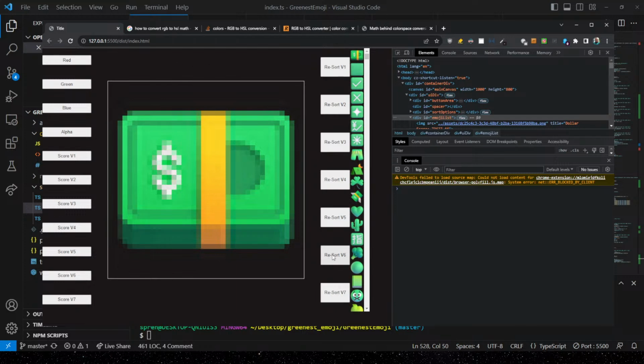Let's look at V7. Okay. So here's a list of all the Microsoft Teams emoji. There's about 1,500 of them. And I've done so far 7 different methods of determining which one is the greenest. And currently this is the sorting order. Okay, this is the authoritative ordered list of greenest emojis.